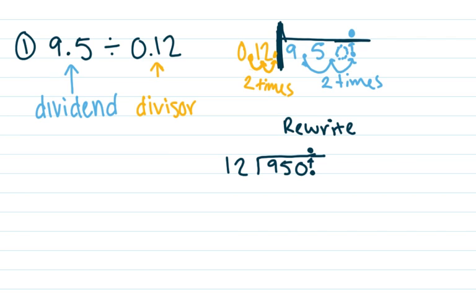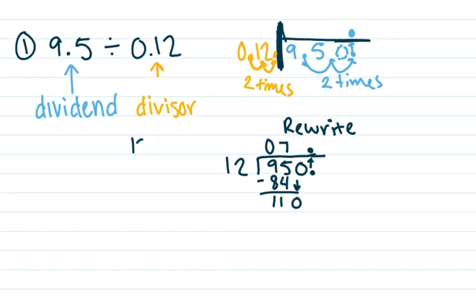So now that I've rewritten my problem, I'm going to go ahead and start dividing. Okay, 12 does not go into 9. 12 goes into 95 7 times. 7 times 12 is 84. I subtract and I get 11. Bring down the 0. 12 goes into 110. Let's see, 9 times or 8 times.